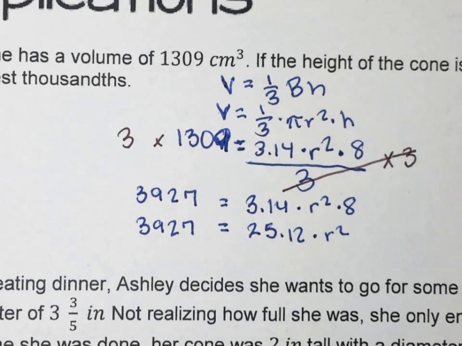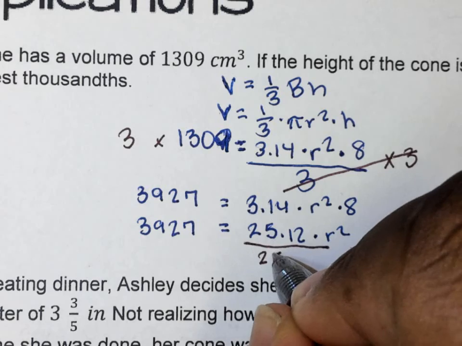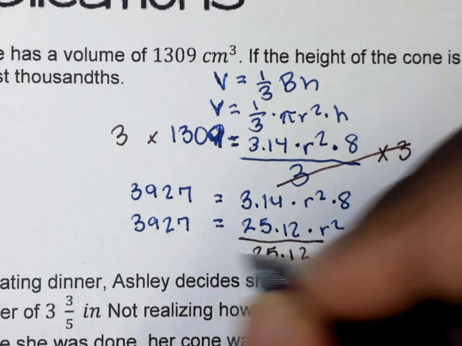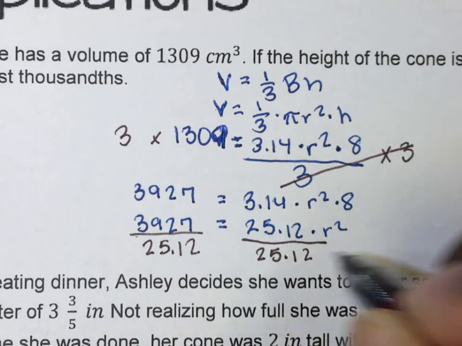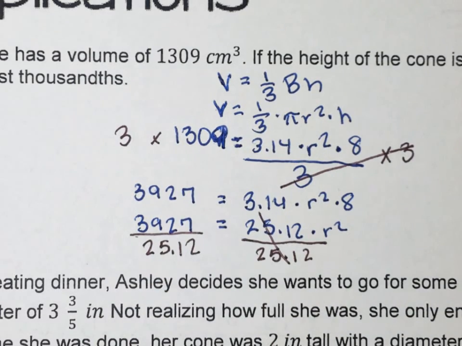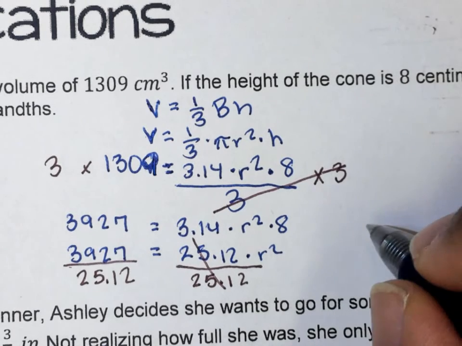How do I move the 25.12 to the other side? Divide. A lot of y'all be subtracting and y'all be wondering why your answer's wrong. Cancels. You're going to get a decimal on this one. Leave that. And I'm moving over here because I'm running out of space.